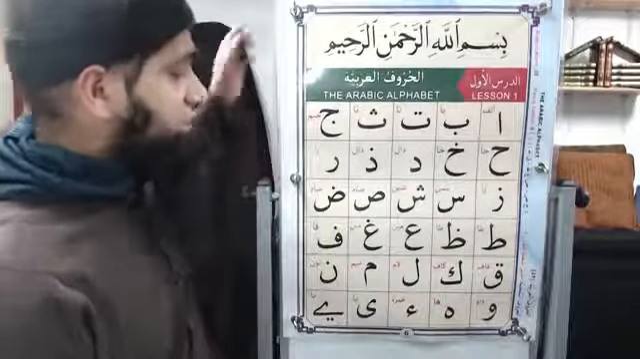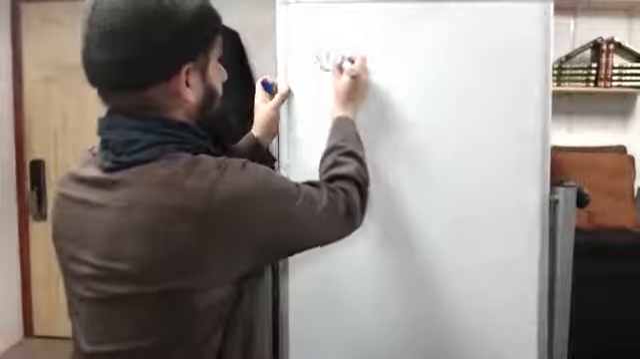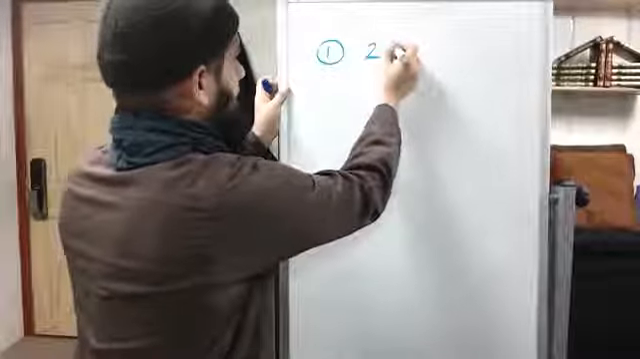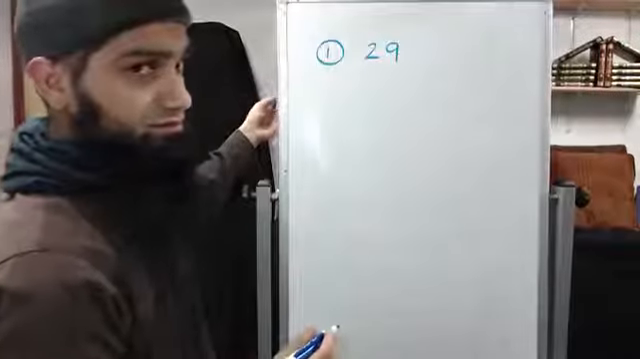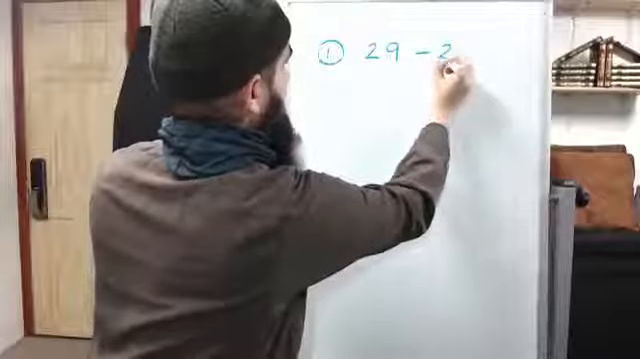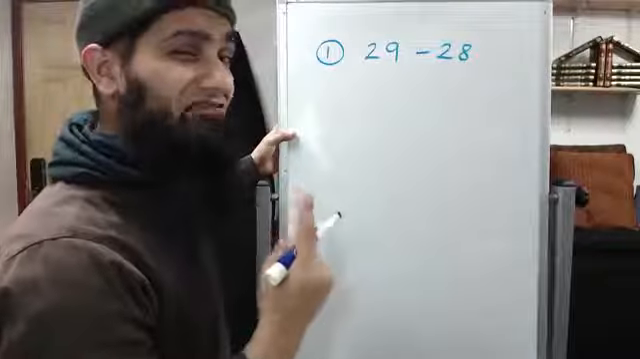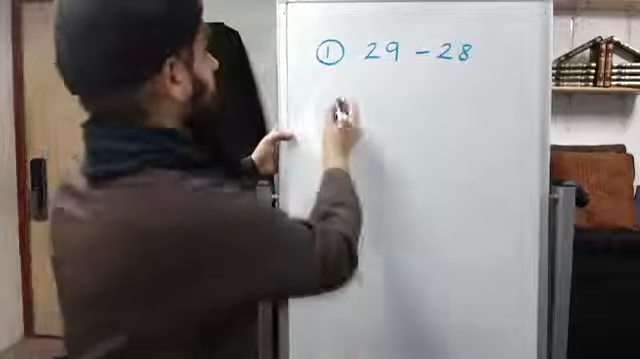Before we begin, inshallah, very quickly, there are a couple of facts that you need to know about this lesson. Number 1, there are 29 Arabic letters. Out of these 29, there's only 28 that have sounds. The first letter, Alif, has no sound, as we will cover.